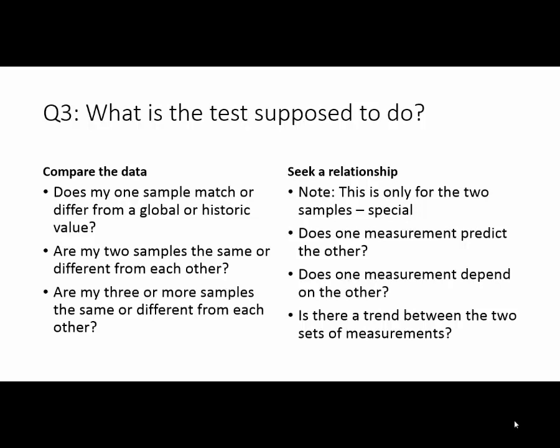Comparing the data is by far the most common. If I have one sample, I want to know if the results from my one sample are the same or different than the historic or global value previously determined for this type of data. If I have more than one sample, are the values of my sample close to one another or not? In other words, if they are different, is it just because anytime you randomly choose samples you will get slight differences? Or is there difference because there really is something not the same about the populations that each sample came from?